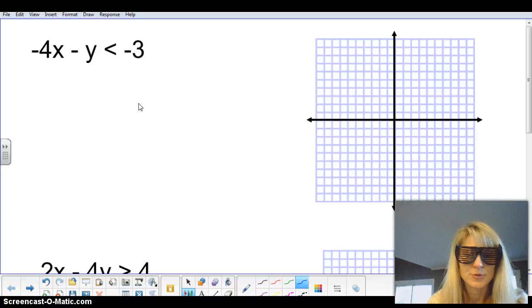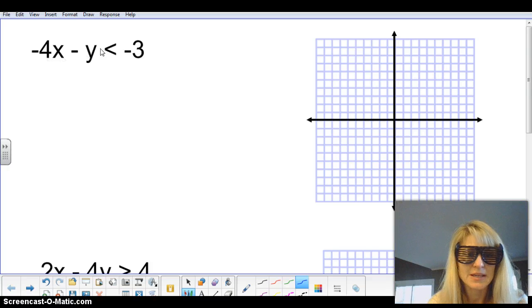Well, welcome back to school this week. We're still working on inequalities here. Most of us are still having some difficulties converting from standard form to slope-intercept form with the negative y. So I'm going to do a couple of practice examples for you here, which you should do as well with me.